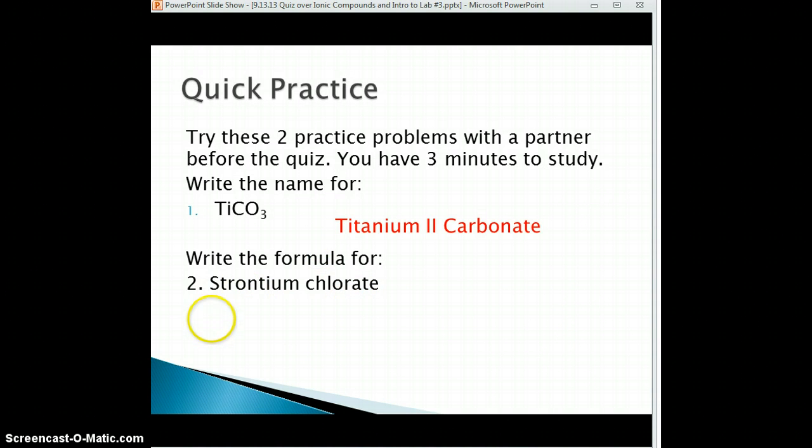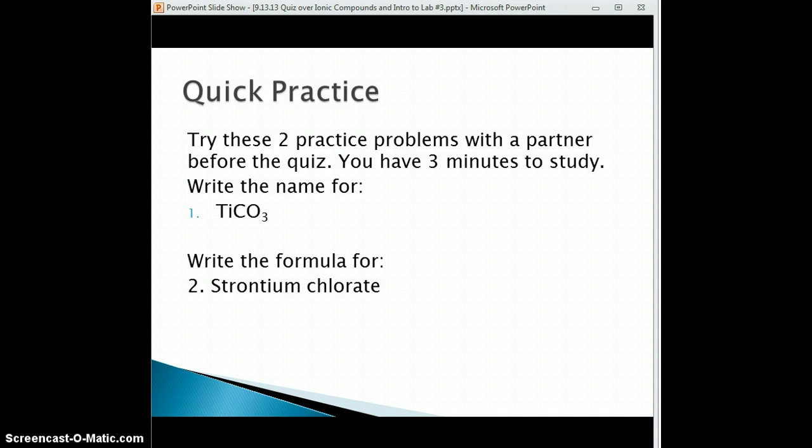All right, a couple of quick practice problems. This is a quick practice for the quiz today, so you can work with this on a partner, and I'll give you about 3 minutes to look over any ones that you're not really sure of before we start the quiz. I'll let you practice for 3 minutes. So you have 3 minutes to begin. Go ahead. Please make sure that you're working quietly and diligently with a partner.